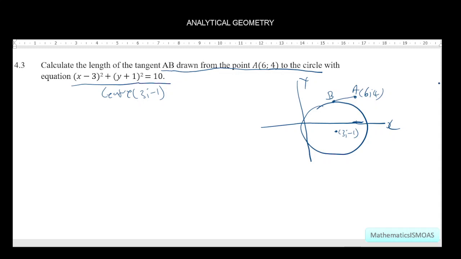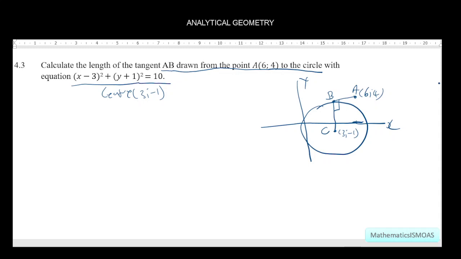But now we have a center here, and then let C represent the center of the circle. Point C represents the center of the circle, and we know that BC will be our radius. If BC is a radius and AB is a tangent, then angle B will be 90 degrees, because we know that a radius and a tangent are perpendicular at the point of contact.